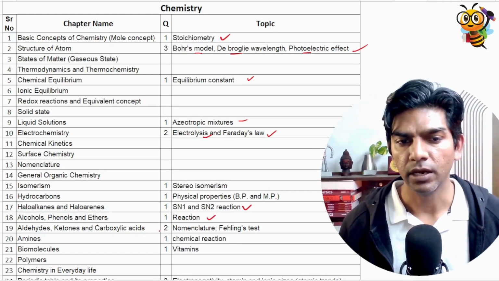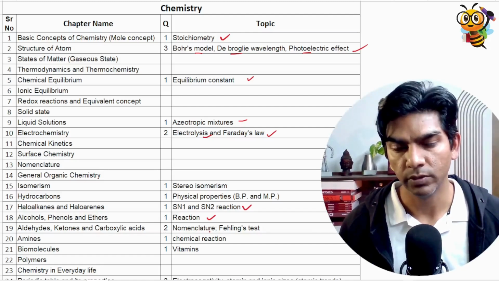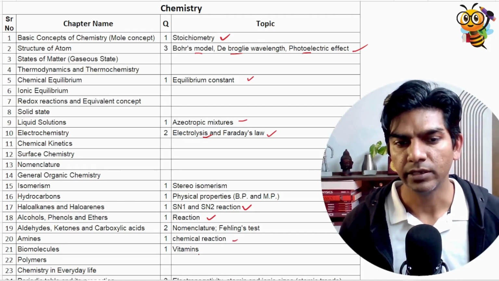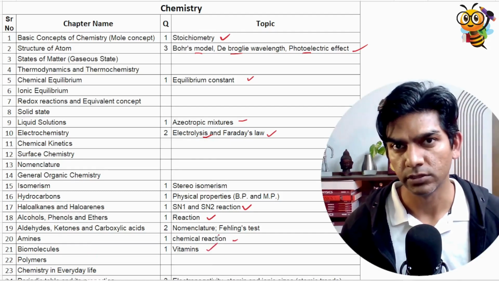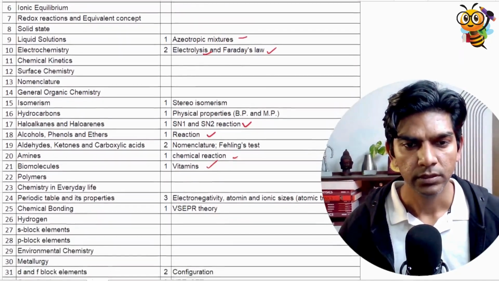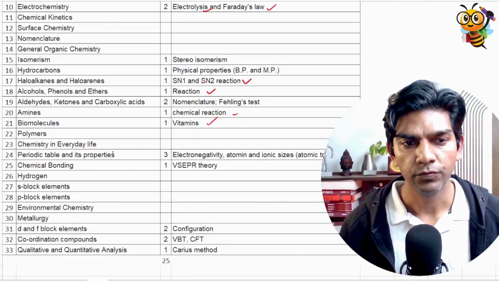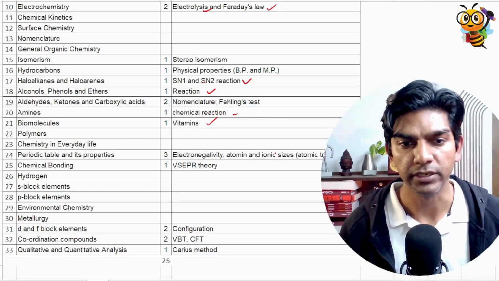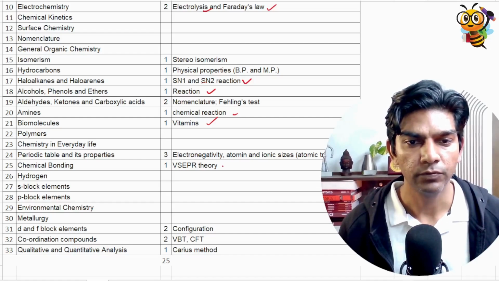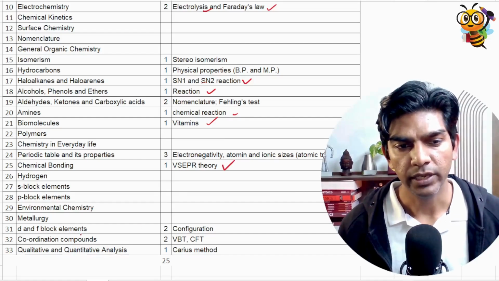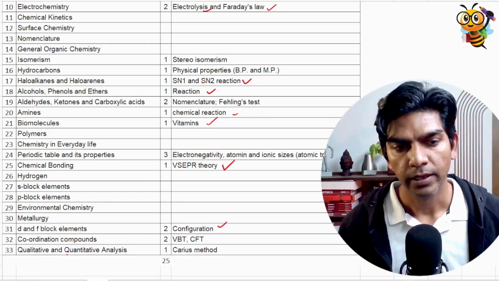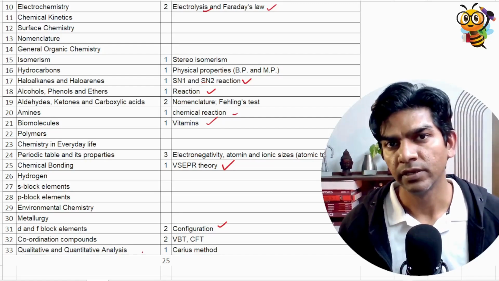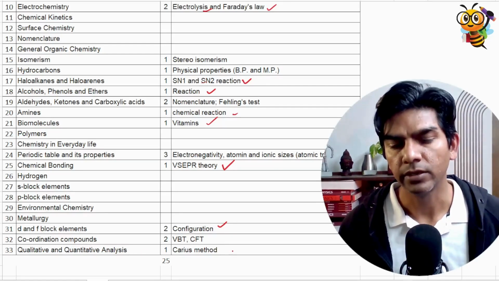And in aldehyde, ketones and carboxylic acid there were two questions, one was based on nomenclature and the other was on Fehling's test. And in amines there was one question based on chemical reaction, and from biomolecules there was a question based on vitamins. Apart from this there were three questions from periodic table. So electronegativity, atomic and ionic sizes based on periodicity, right? And there was one question from VSEPR theory in chemical bonding. And from d and f block, there were 2 questions based on configuration, and in coordination compound, there were 2 questions based on VBT and CFT. And in qualitative and quantitative analysis, there was 1 question based on Carius method.